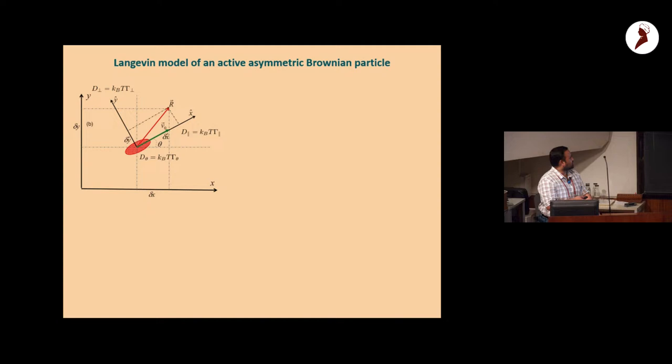And because of this shape asymmetry, the two translational diffusion coefficients are different in two different directions. Basically, along the major axis it will be D parallel, as shown here, and along the minor axis it is D perpendicular. And because of this asymmetry, there will be a torque and stochastic noise as well, which will affect the particle to move in the plane, basically.